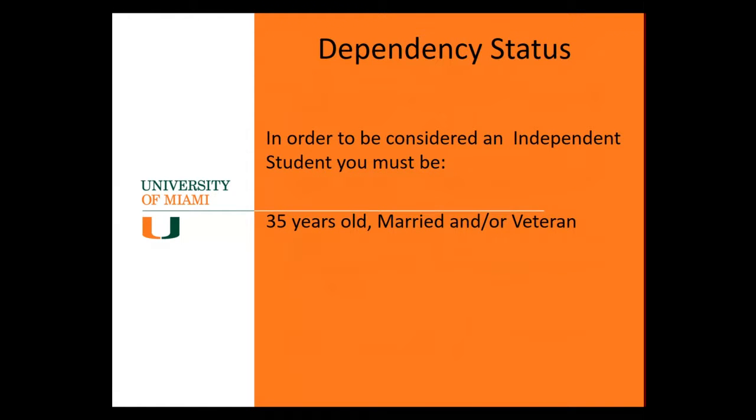Now, dependency status, and many of our peers use the same status. So typically, if you're under 35 years old and you're not married or a veteran, we still consider you a dependent student. Self-sufficiency does not make you independent for institutional purposes.